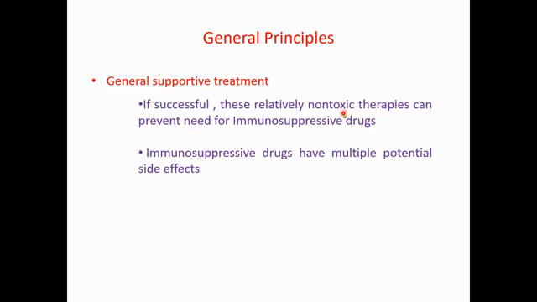With general supportive treatment, if successful, this relatively non-toxic therapy can prevent the need for aggressive immunosuppressive drugs. Immunosuppressive drugs have multiple potential side effects, so we first try giving non-toxic therapy. If needed, or if the disease process does not improve, then some glomerulonephritis needs immunosuppressive drugs.